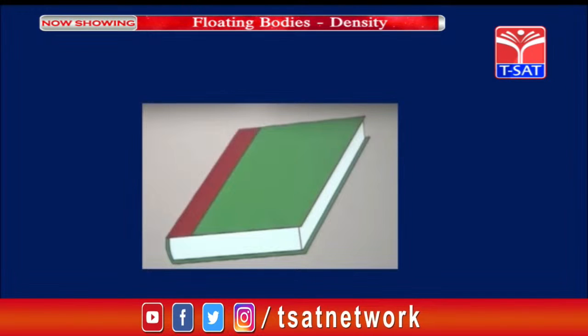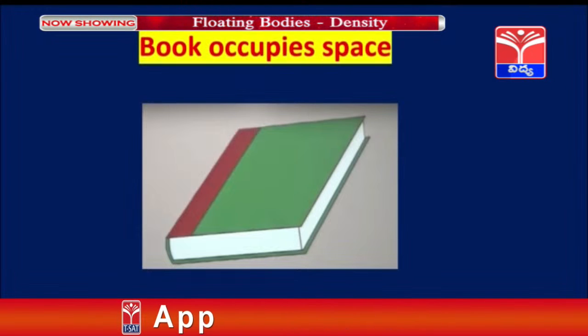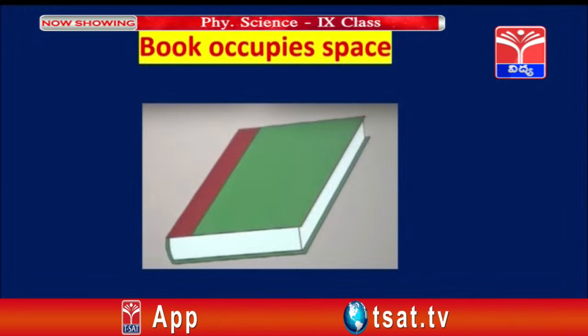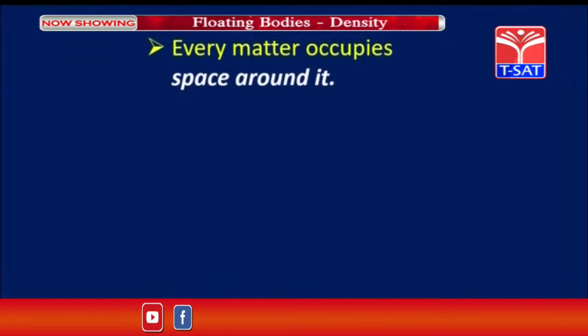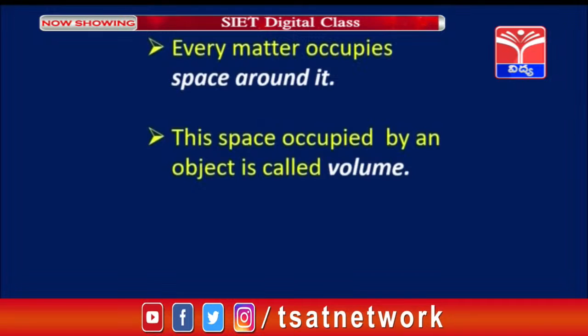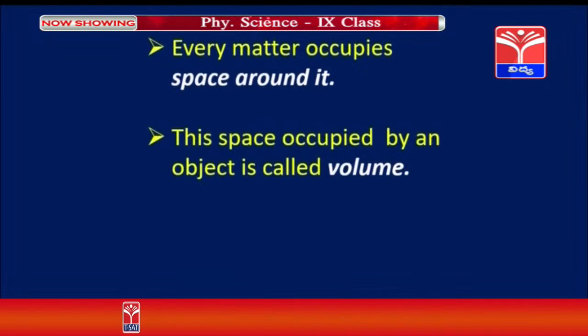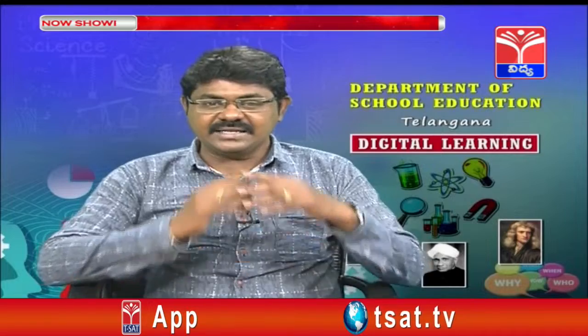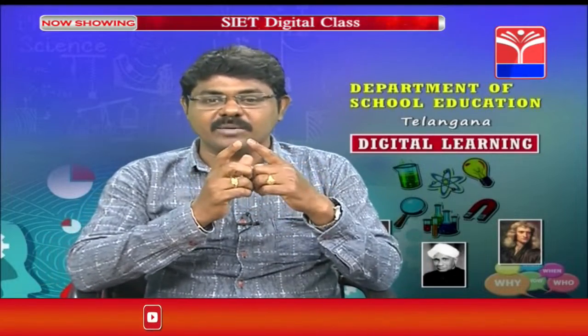Now dear children, what can you observe here? This is a book and it occupies some space. So every object is going to occupy some space. Every matter occupies some space around it, and this space occupied by an object is called volume. You already know that every substance occupies some space around it, and the space occupied by an object is known as volume.